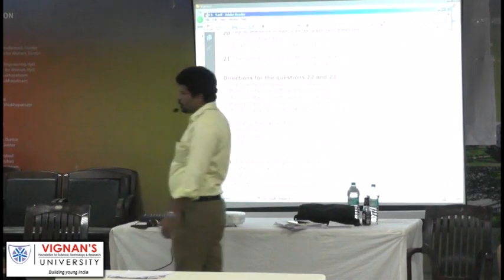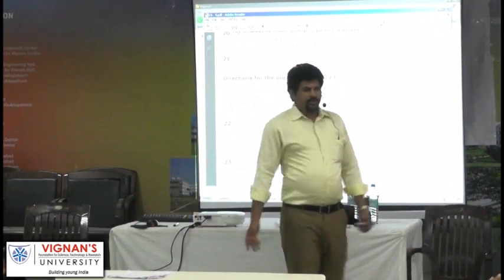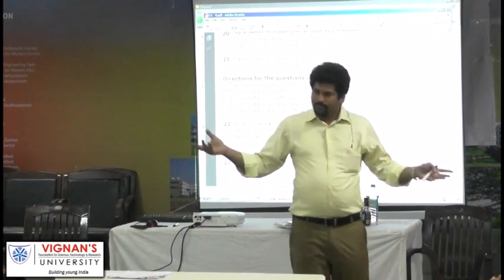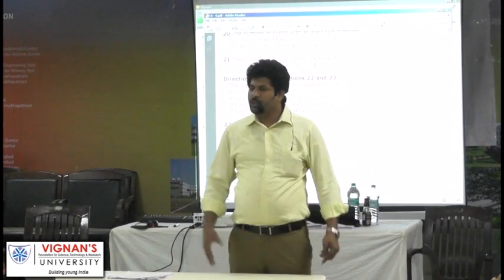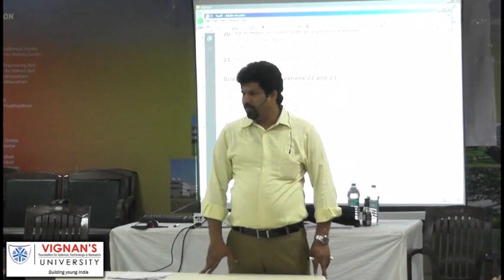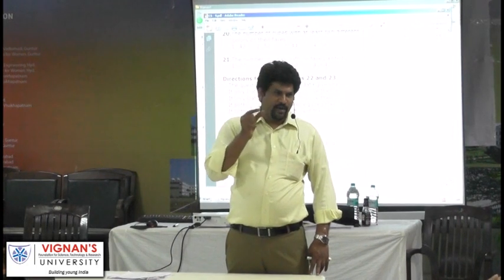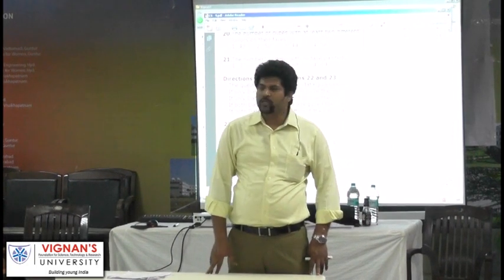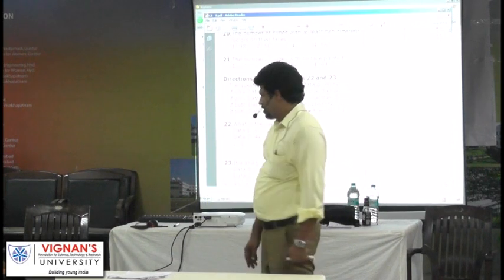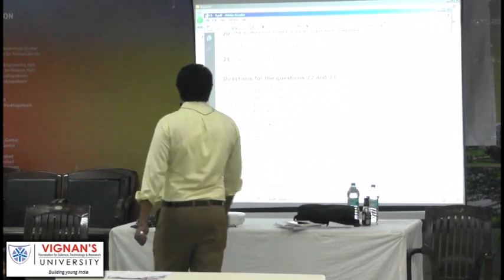Number of cubes with no face painted. Simple. Remove painted cubes. N minus 2 whole cube. Otherwise, when all the surfaces are painted, the number of cubes along each edge is n. That is 5. 5 minus 2 whole cube is 27.